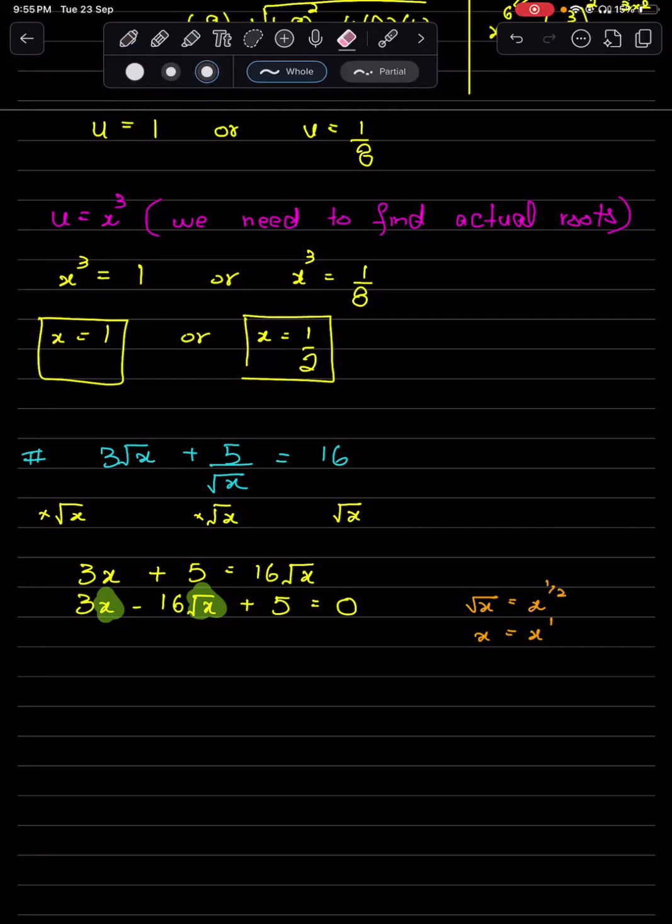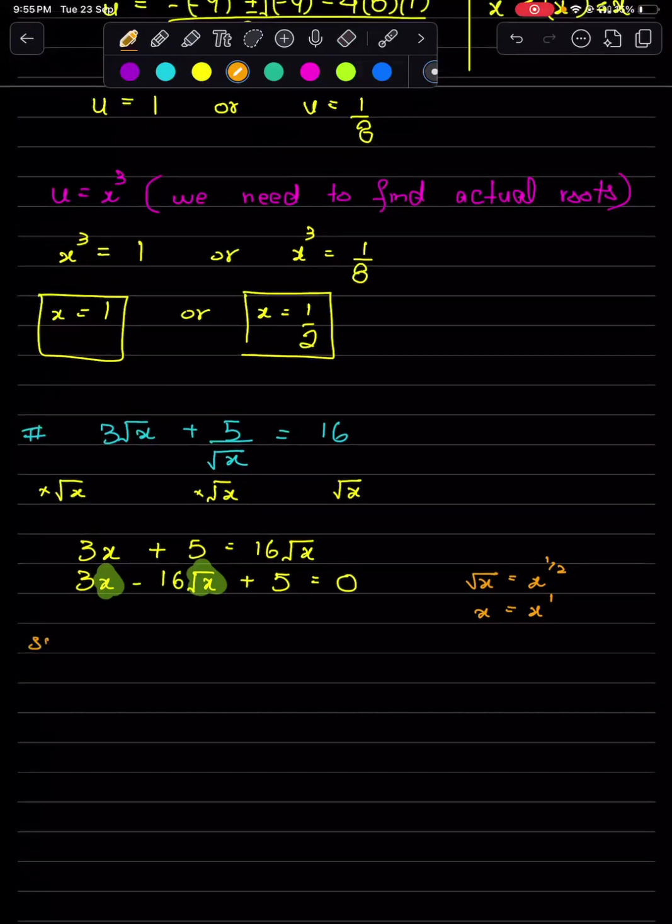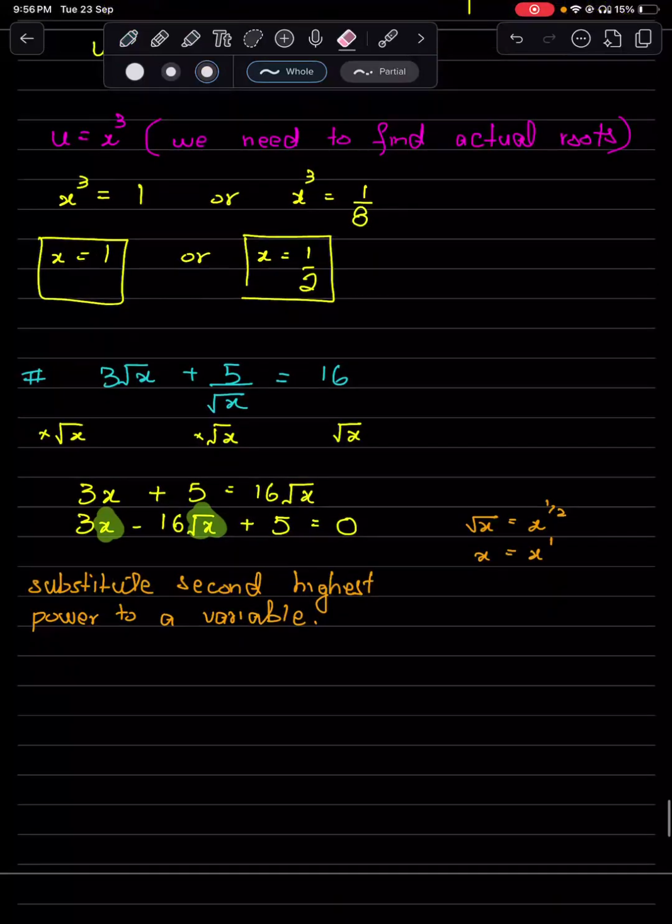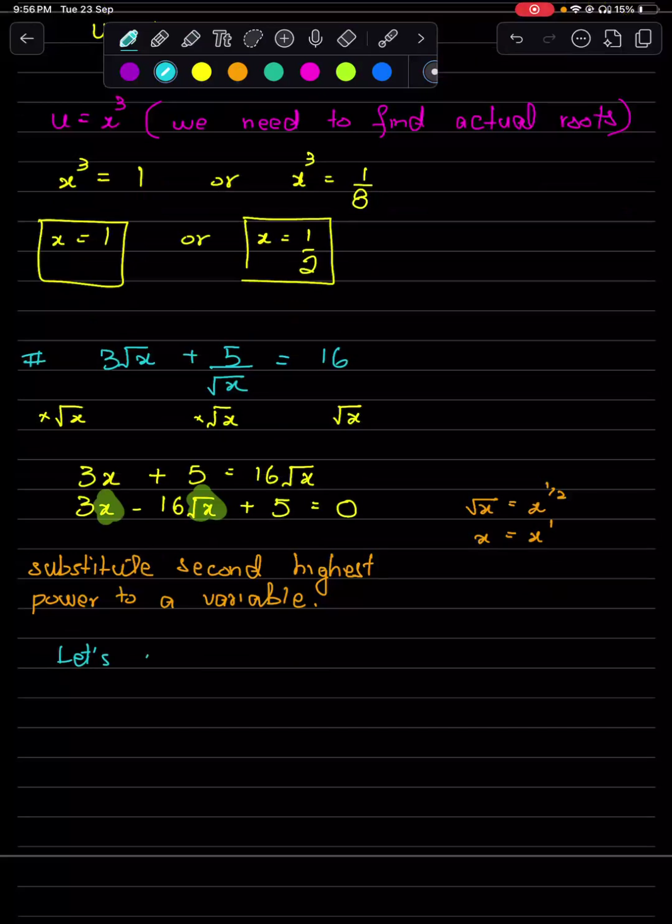So you have to substitute the second highest power to a variable, so that when you square it, you get the highest one, because they are double of each other, right? So I can say, let's assume root of x is equal to y.